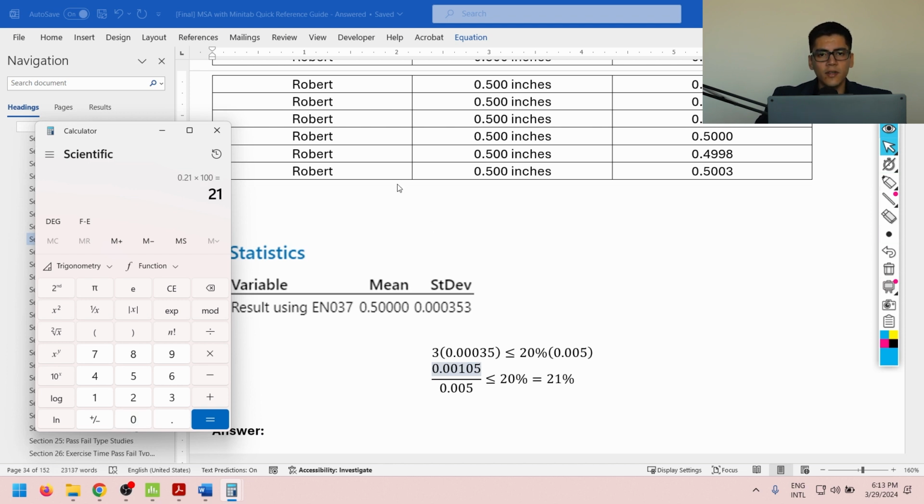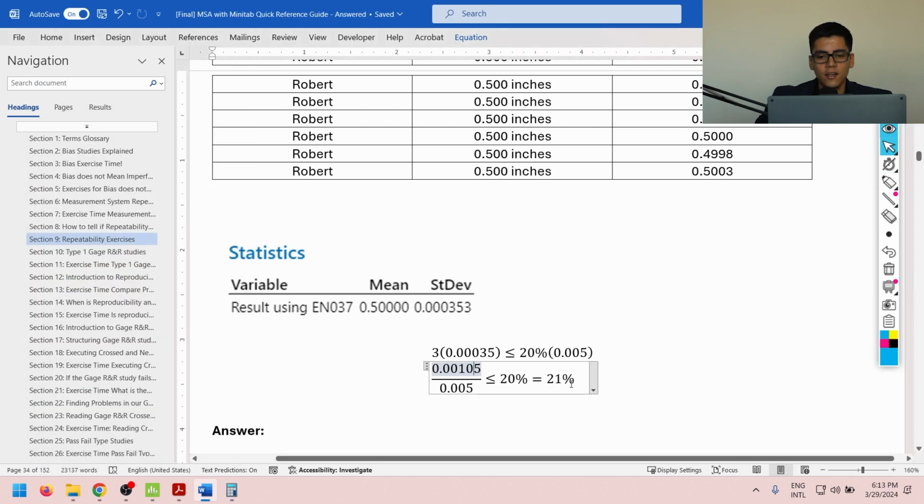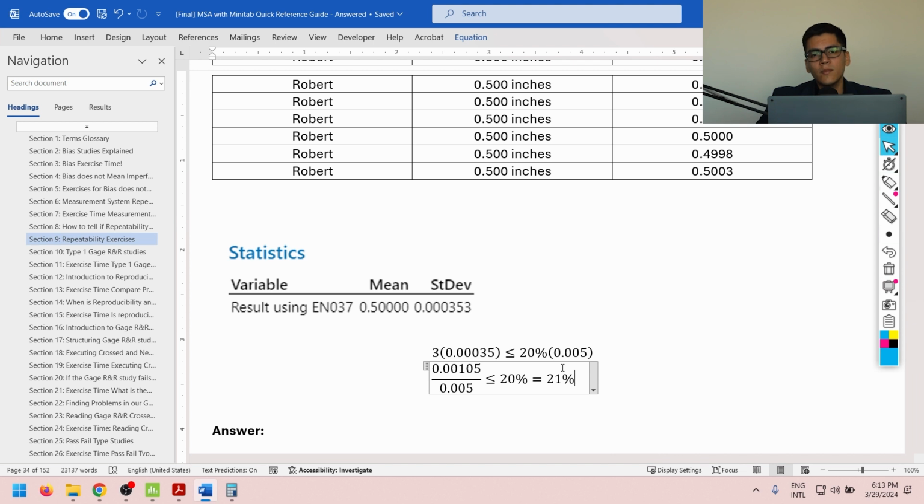We multiplied this by 100 to get it as a percentage, and this leaves us with 21%. 21% is higher than 20%, and as such, we would not recommend this system for this particular tolerance. However, it is very close to the golden rule, and you might make the case that if you do not have the resources to purchase an additional machine, well, we'll have to live with this option.